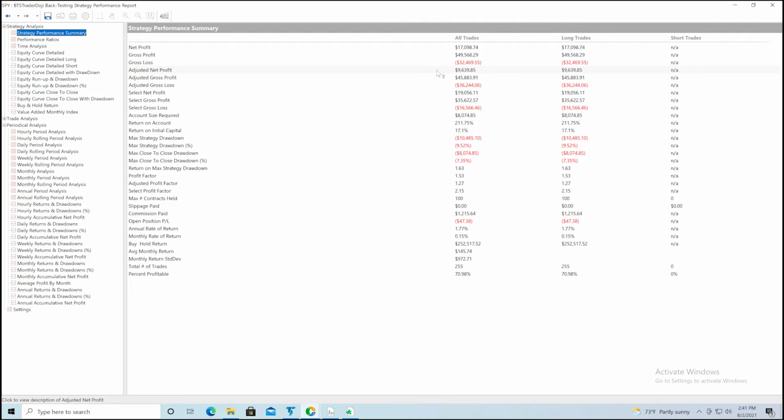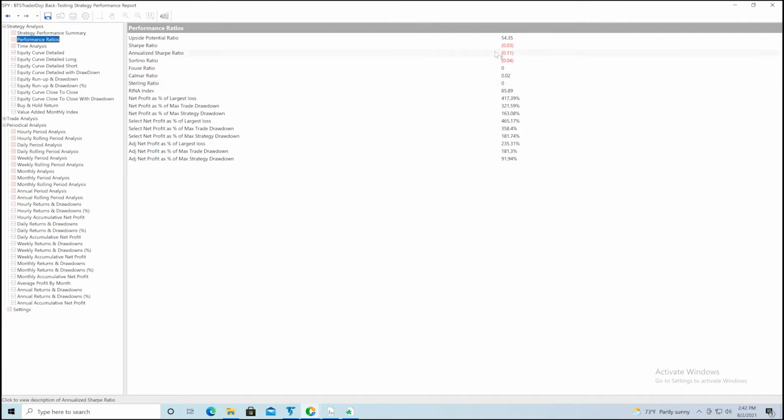The next strategy performance report was generated using limit orders, and we could somewhat see the performance isn't too different. 17,000 in net profit, roughly the same in the return on account, drawdown, and the percent profitable. But the big difference is that we actually generated 100 less trades. Sharpe ratio is still negative. I believe that this is pretty close to what we saw in the last strategy.